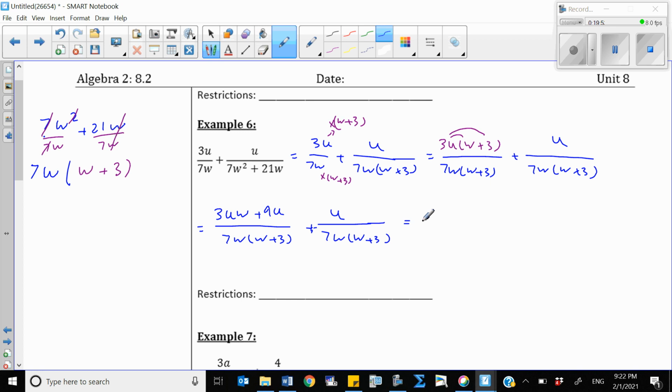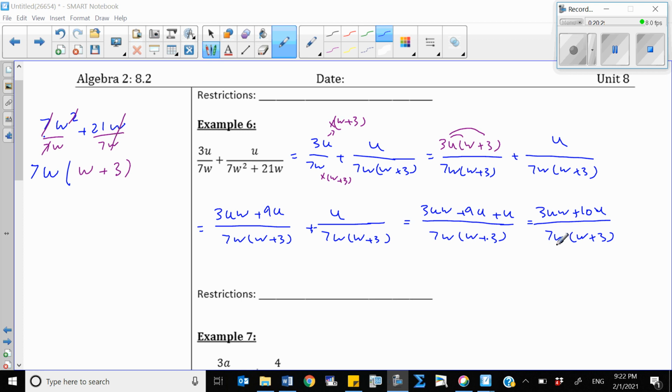Now I have two fractions with the same denominator. So the answer is going to be one fraction with the common denominator that we had. And the numerator will be 3uw plus 9u plus u. Okay, 3uw plus 9u plus u, they are like terms, it will be 10u over 7w times w plus 3.